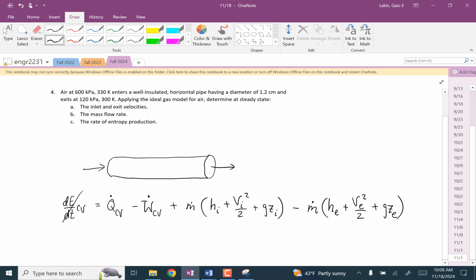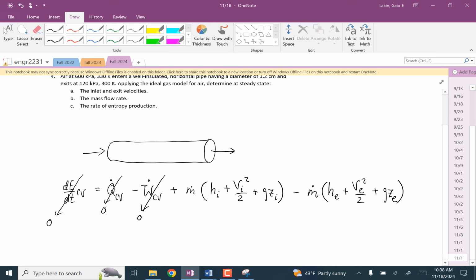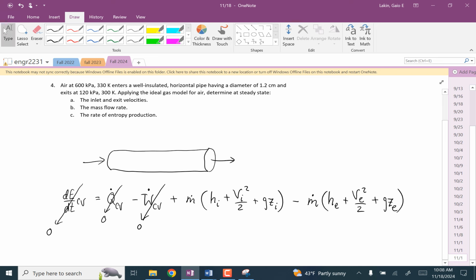Okay, and then we know that this is 0 because it's steady state. And it's insulated, so we know this is 0. And we know that it's a pipe, it's rigid. We don't have any reason to believe that there's any work being done. So until I see different, I'm going to set that equal to 0. Z should be equal to 0 too, because there's no change in height. Yeah, horizontal, yep.